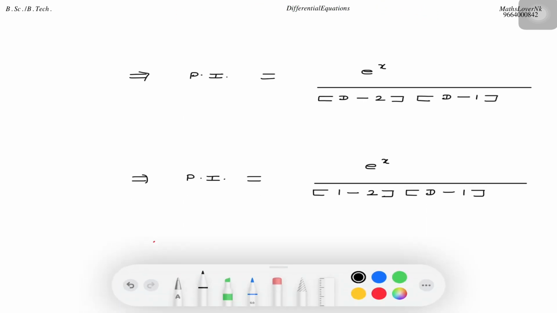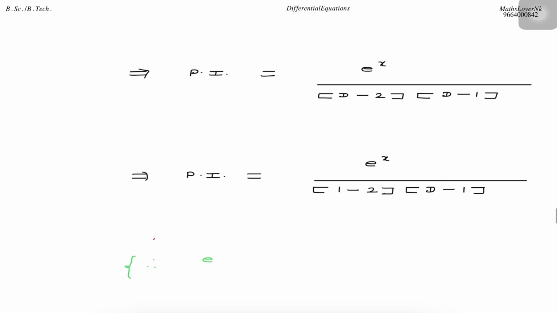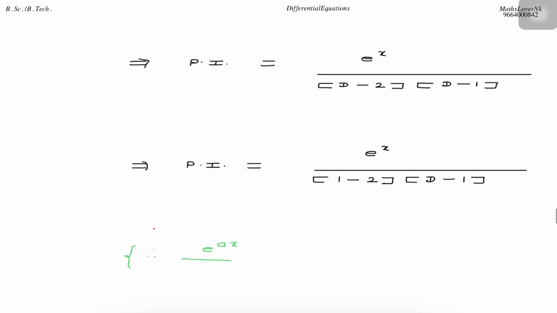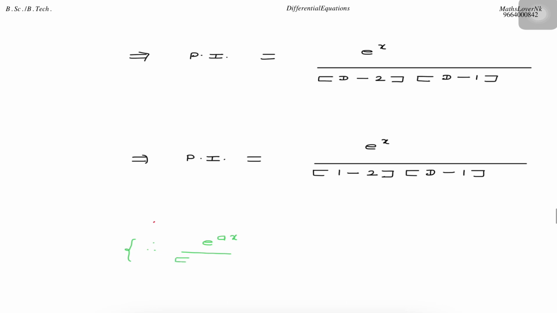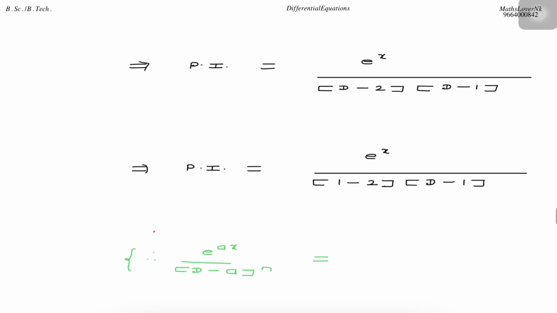The identity says that if e the power ax is given and in the denominator (D minus a) the power n is given, then the solution is x the power n upon factorial n into e the power ax. This is the final solution.